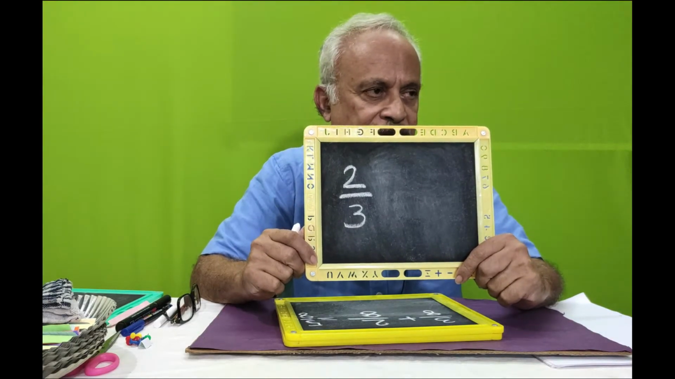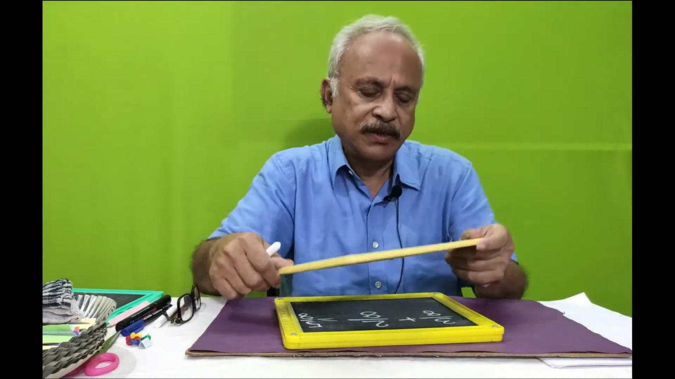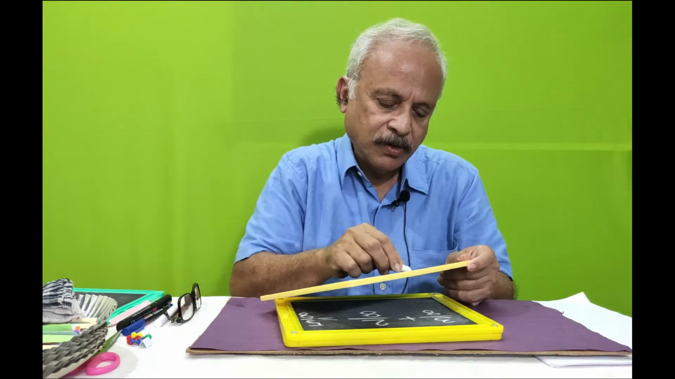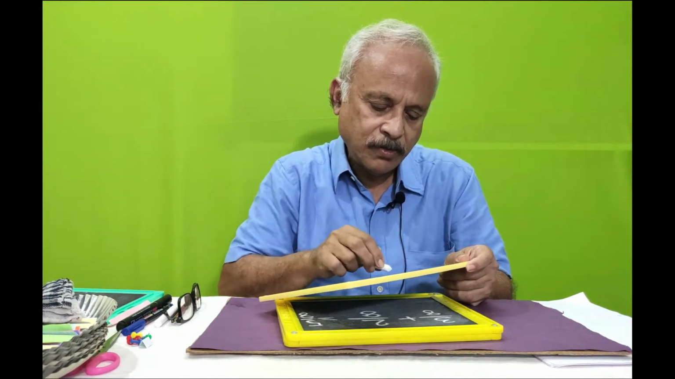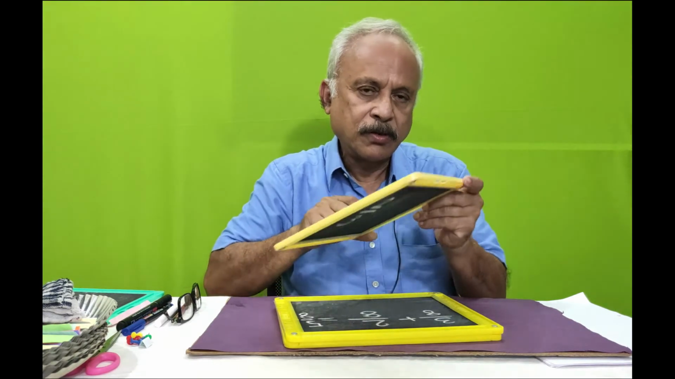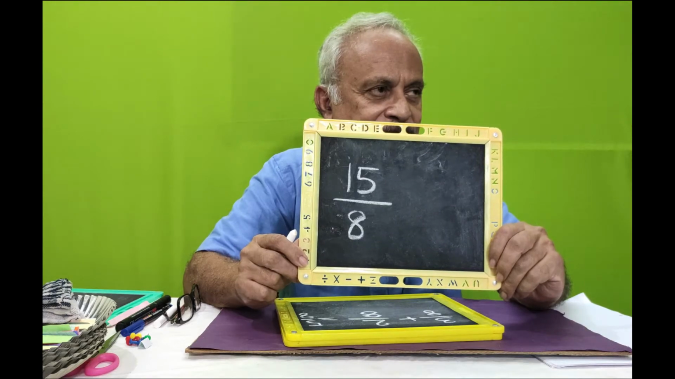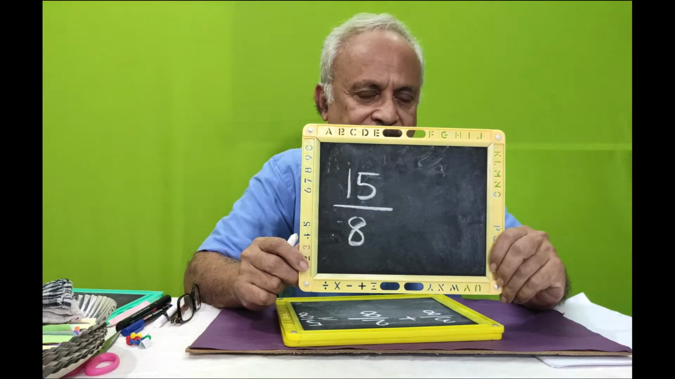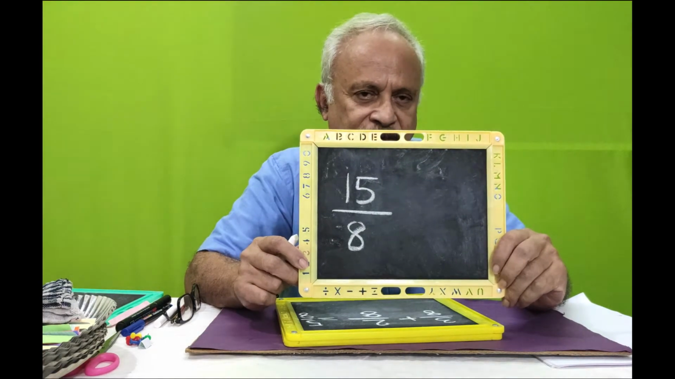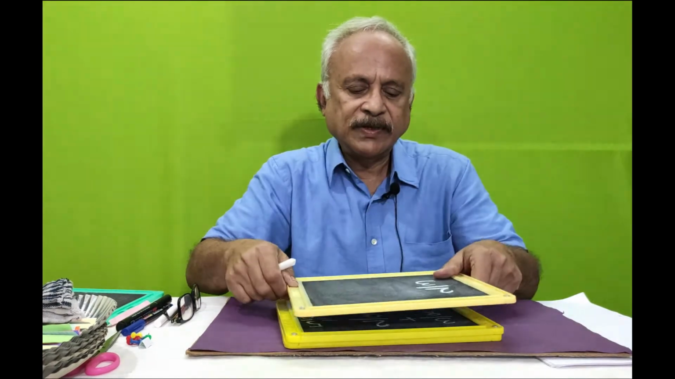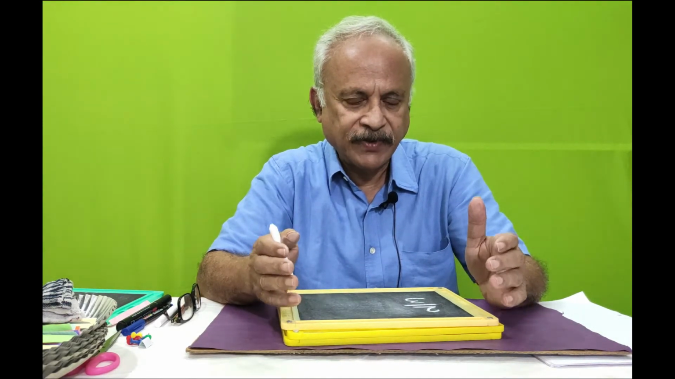Very good. And Gyanjyoti, can you tell me how many parts of what this is? 15 parts of 1 by 8. Great. So this is the long form and the short form. This is something that we did first.